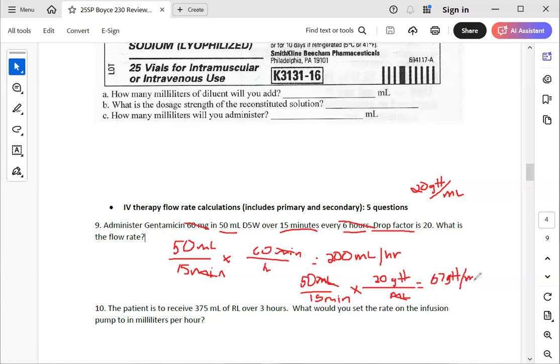Now, in reality, you may not be able to give somebody 67 drops, so you might have to choose between 65 and 70. But for the test, you're just going to round it to the nearest whole number because that's what you've been taught how to do, at least from the dosage calc math standpoint.